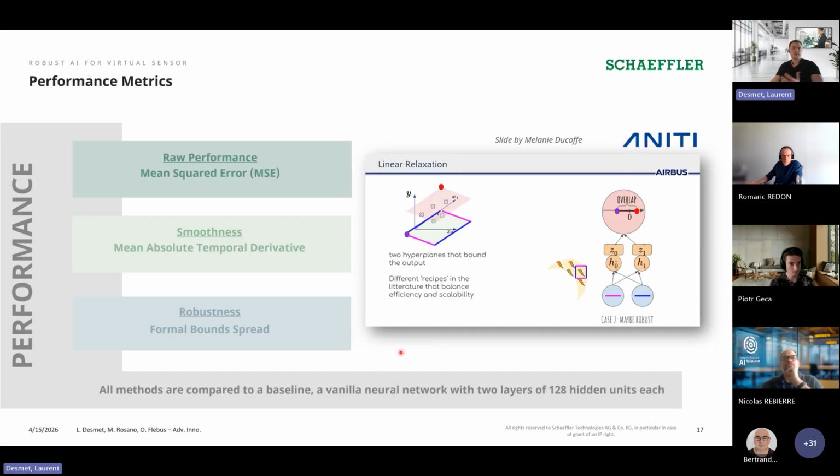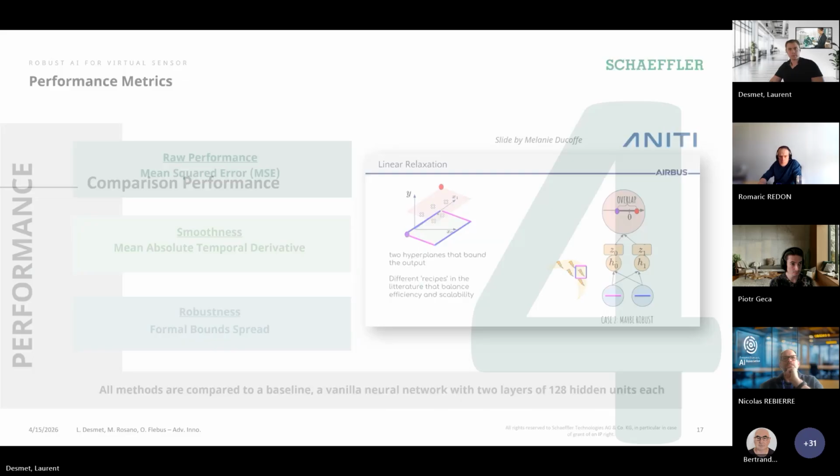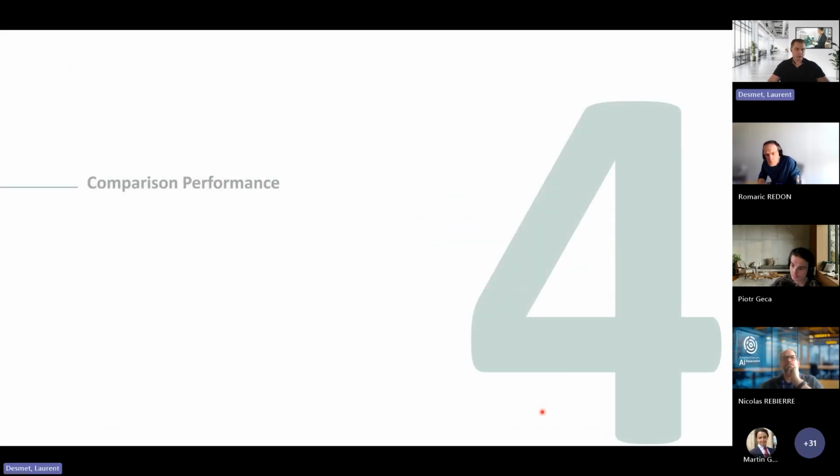Okay, so all of this, we are going to compute everything here. And all these methods, obviously, are compared with a standard vanilla neural network. Right. So we have our methodology. Now let's talk about the performance itself.